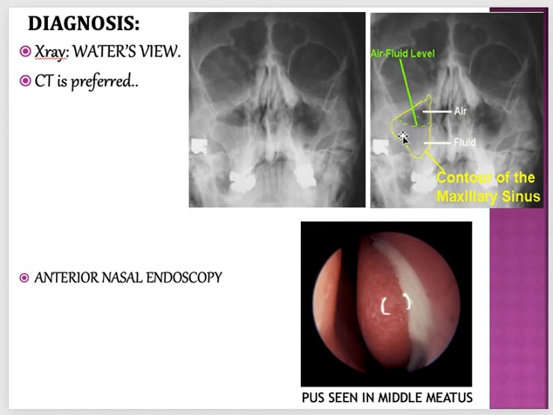This is air and this is fluid. You can see over here, air, fluid. It means, which sinus is this one? Maxillary. The right-sided maxillary sinus is infected.